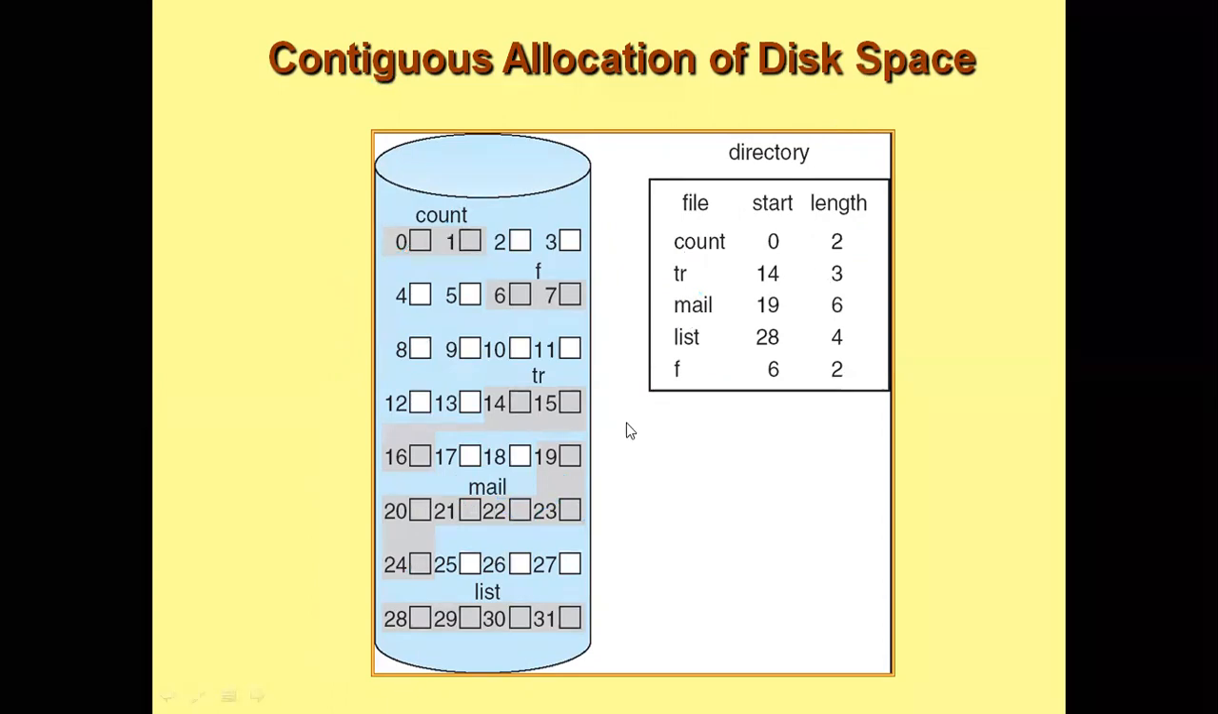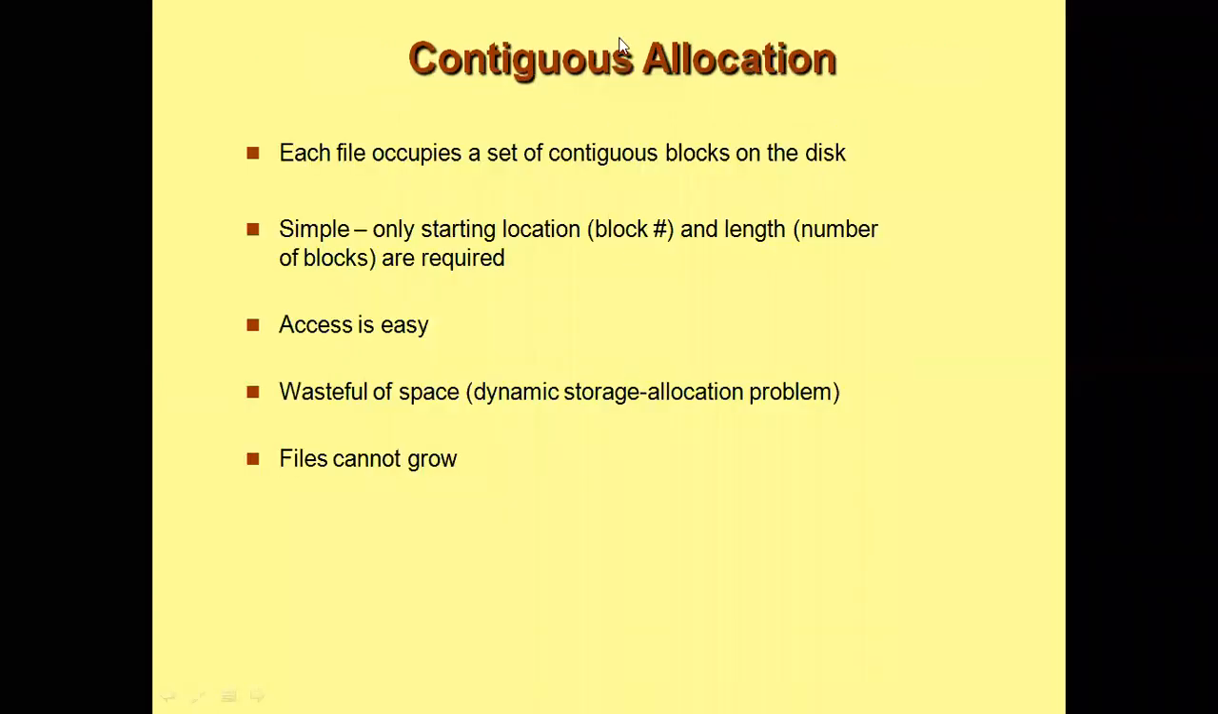Let us now see the advantages and disadvantages of contiguous allocation. So as it says, each file occupies a continuous set of blocks on the disk. It is simple to implement because you just need to know the starting location and then the length of the blocks that are required. Access is easy. Both direct access and sequential access.